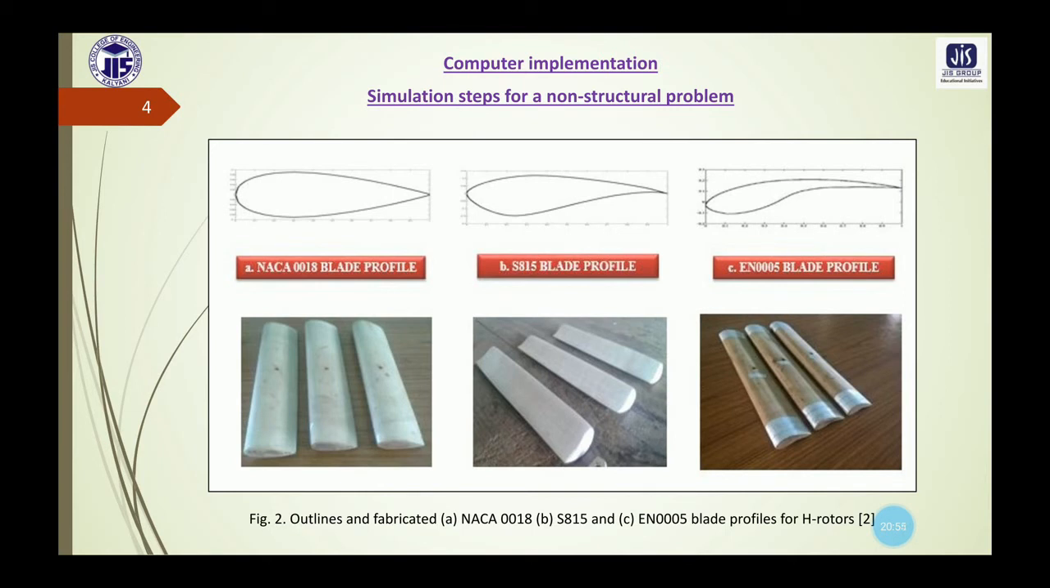Now three different blades are chosen here. Number A is the NACA 0018 blade profile, number B is the S815 blade profile, and number C is the EN0005 blade profile. And here you can see some fabricated blade profiles. The schematic diagrams, that is the outlines, and the fabricated blade profiles are shown here.